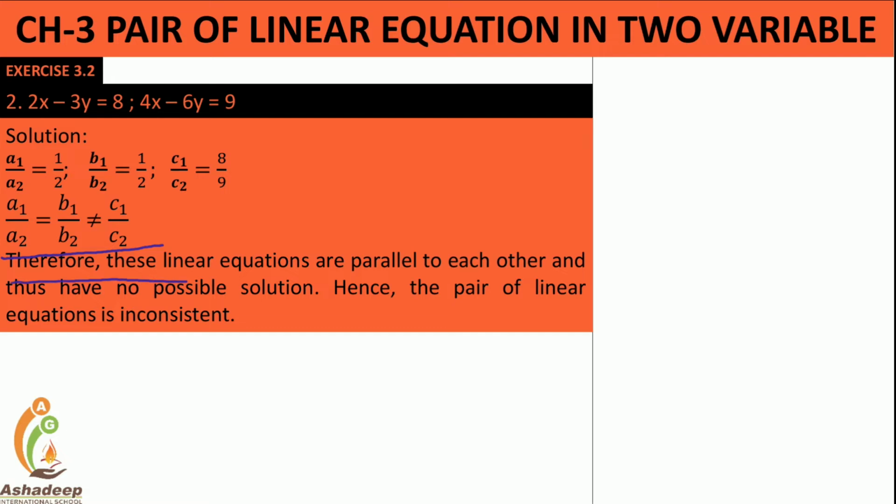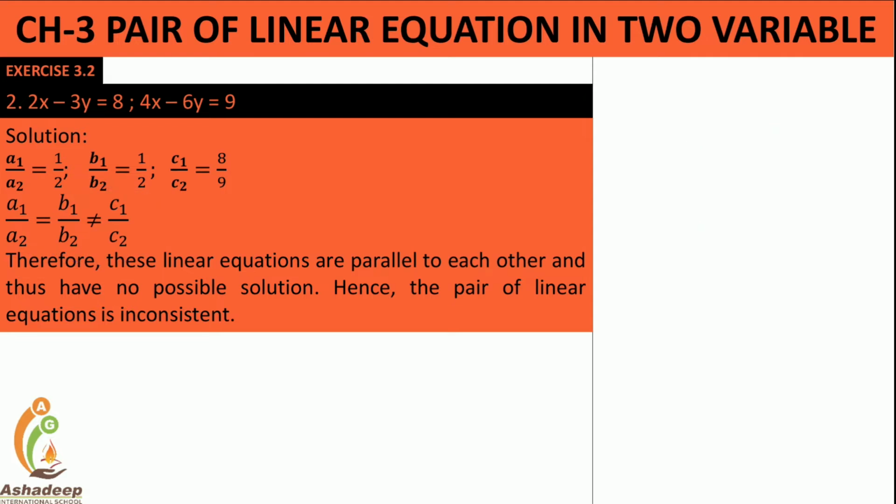So therefore, these linear equations are parallel to each other and thus have no possible solution. Hence, the pair of linear equations is inconsistent. Why inconsistent? Because we do not get any solution, right? If we get the solution, then we can say it is the consistent pair of equations. But if we don't get the solution, that is only in one case, and that is if the two lines are parallel lines. And for two lines to be parallel lines, we have this condition, that is a1 upon a2 is equals to b1 upon b2 is not equals to c1 upon c2, right?